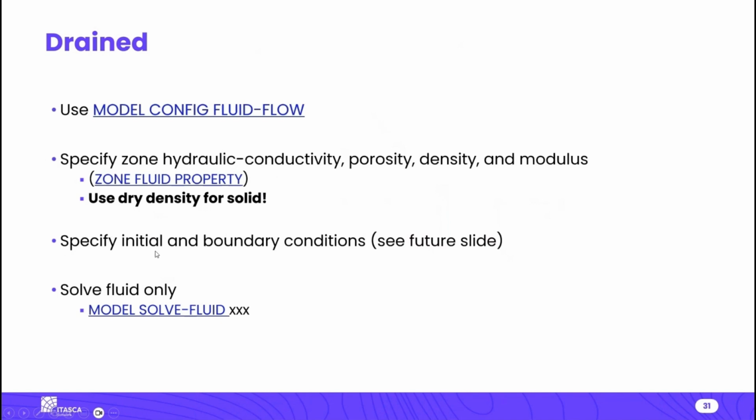Now we need to specify initial and boundary conditions. Remember before, when we just threw down the water table, we didn't need to worry about boundary conditions because we're not doing fluid flow. When we are doing fluid flow, just like for mechanical calculations, you need to give initial conditions and boundary conditions. And then often you will just solve for the fluid part. So you can say model solve fluid, and it will just solve for the fluid part and not the mechanical part.